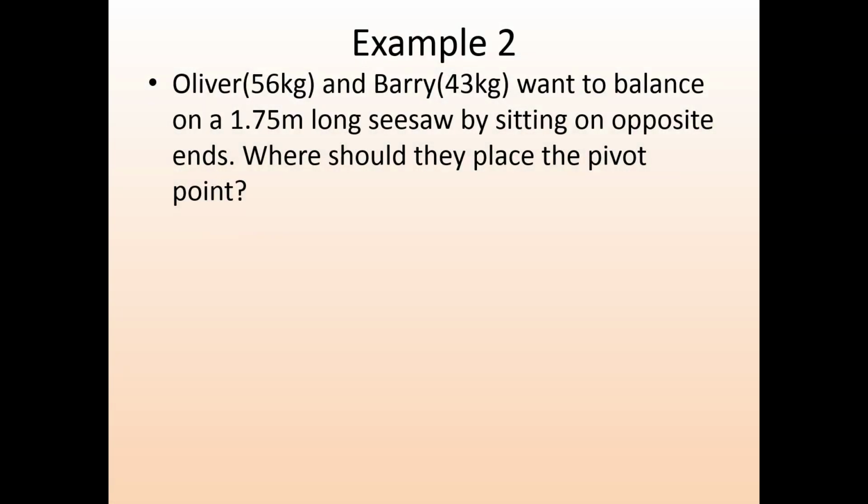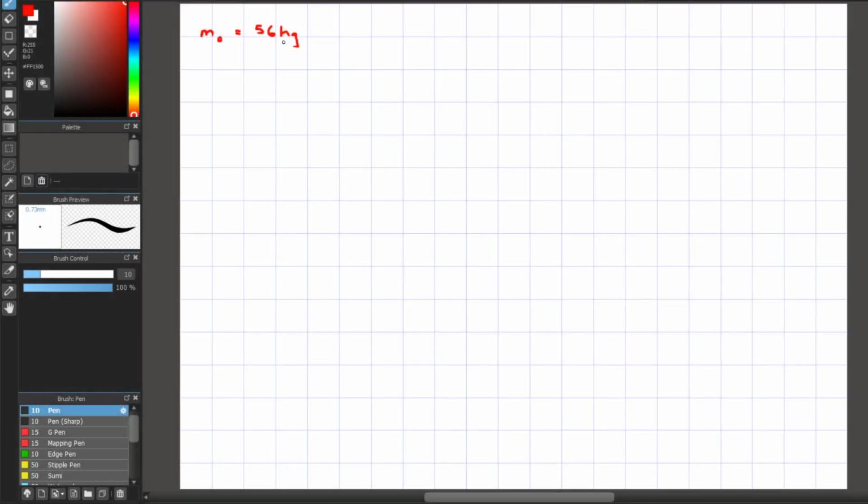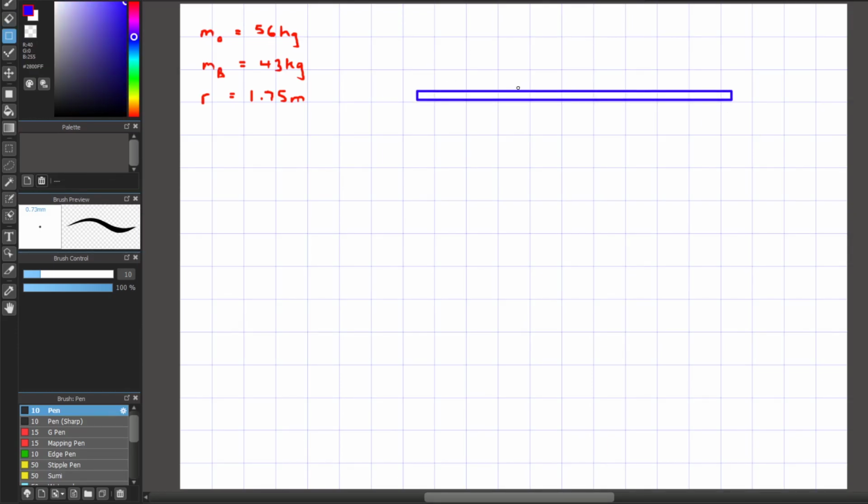Let's try a second example. Oliver, with a mass of 56 kilograms, and Barry, with a mass of 43 kilograms, want to balance on a 1.75 meter long seesaw. Where should they place the pivot point? We're only given three known quantities in this problem: the mass of Oliver, the mass of Barry, and the length of the seesaw. Drawing a diagram, I'll have Oliver sit on the left side and Barry on the right side.